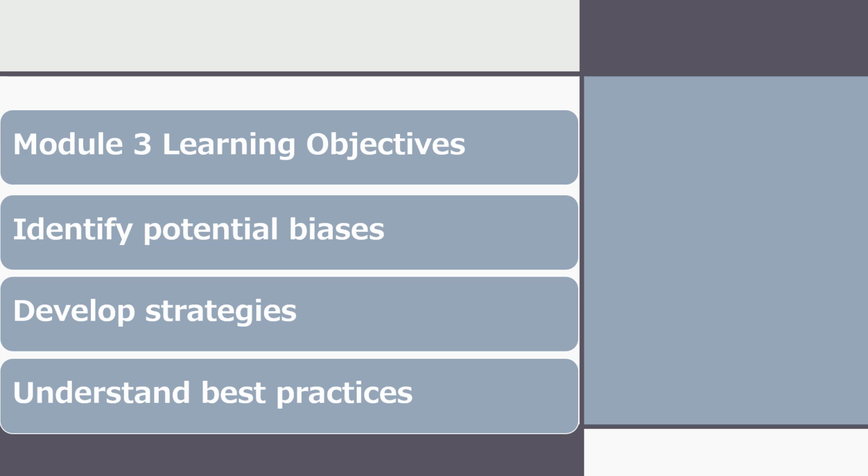The goals and objectives for Module 3 are listed: to identify potential biases in AI usage, to develop strategies, and to understand best practices. Our first objective is to identify bias inherent in AI algorithms and educational technology. Then we want to promote fairness and equity in AI-powered learning experiences. Fourth, to address data privacy and security when using AI tools in the classroom.